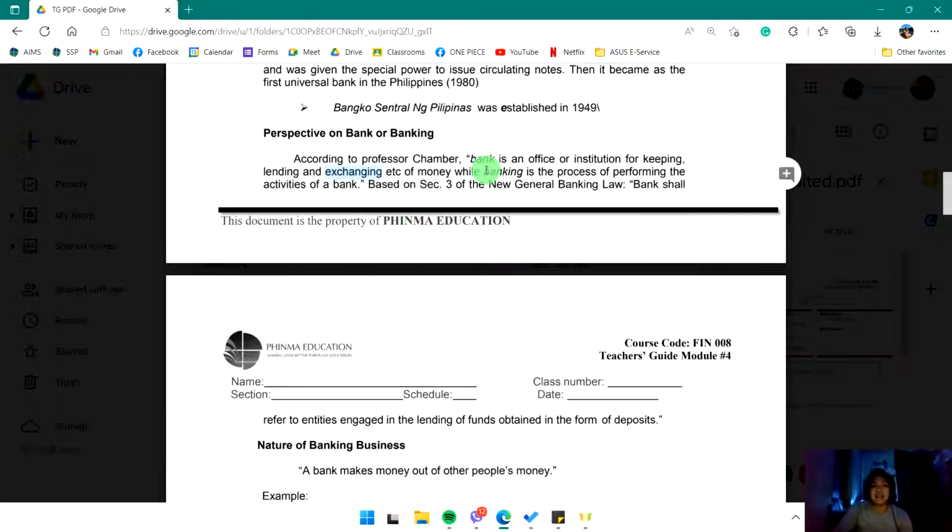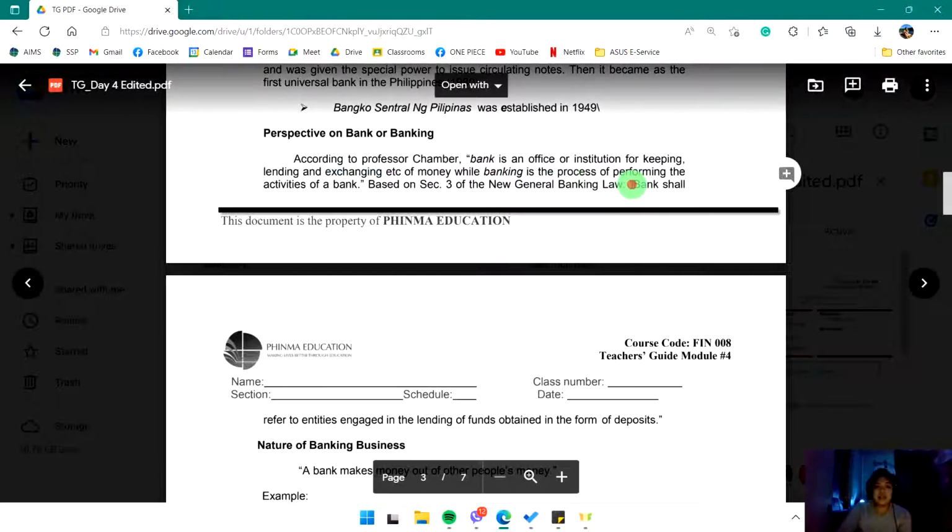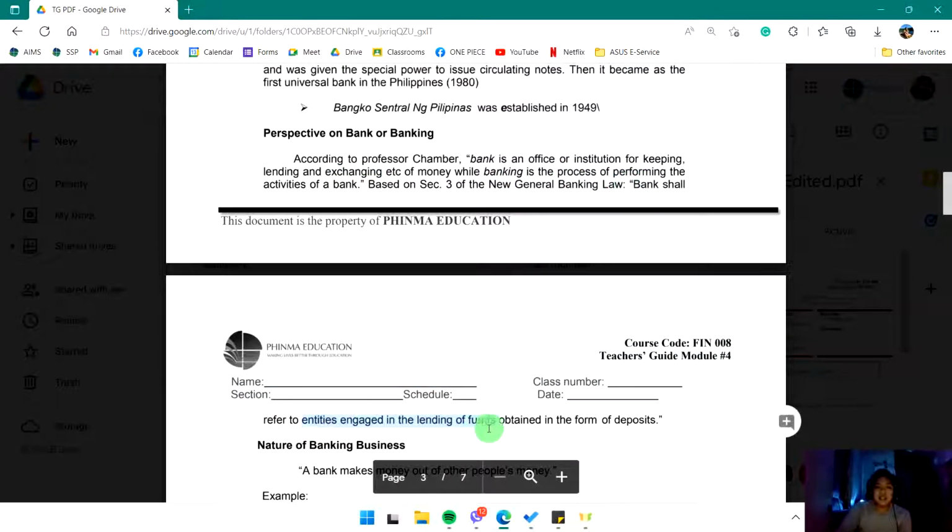And banking is the act or the process of performing the activities of the bank. And the bank shall refer to entities engaged in the lending of funds obtained in the form of deposits.